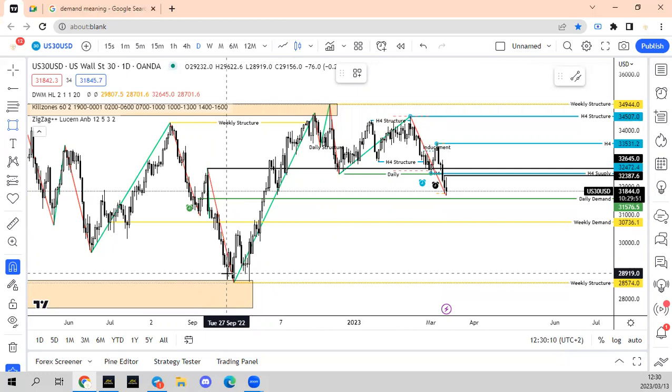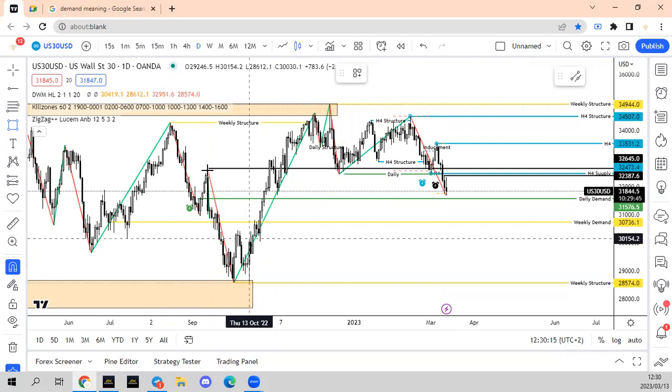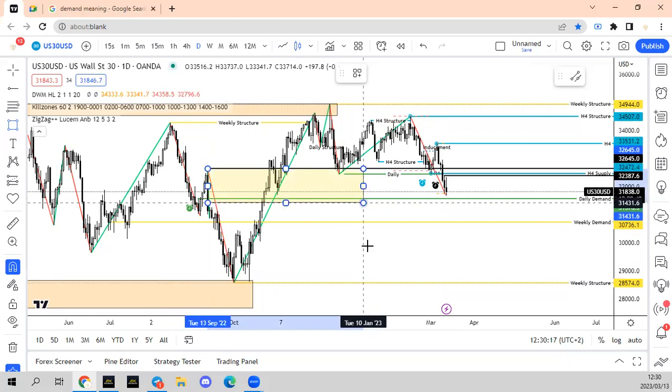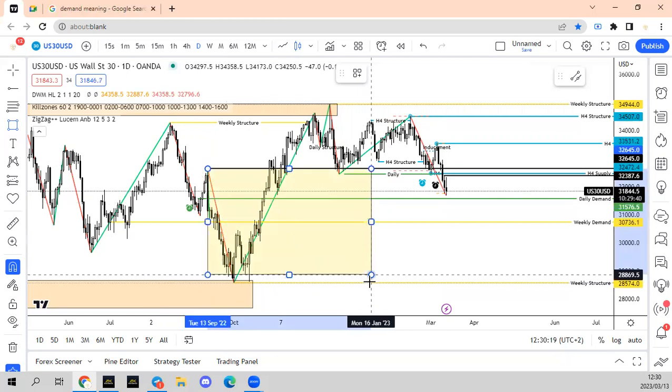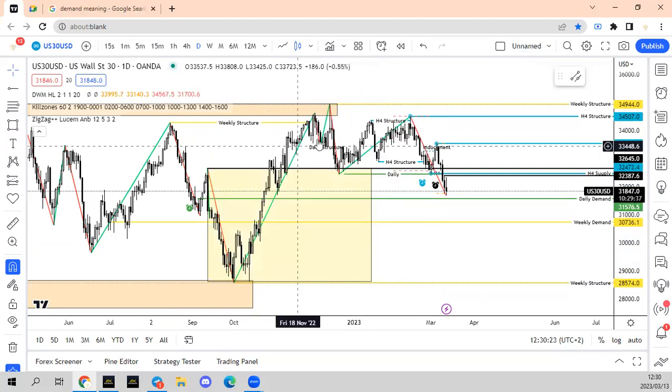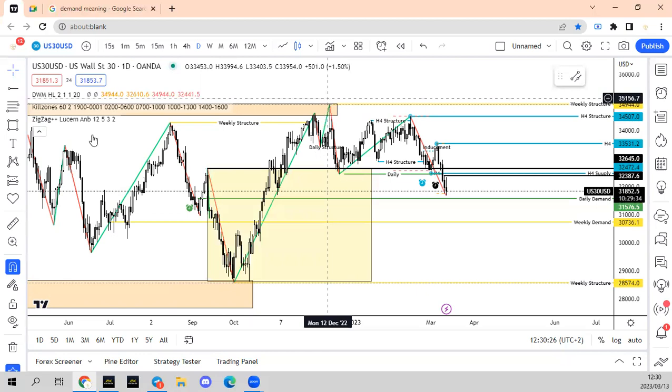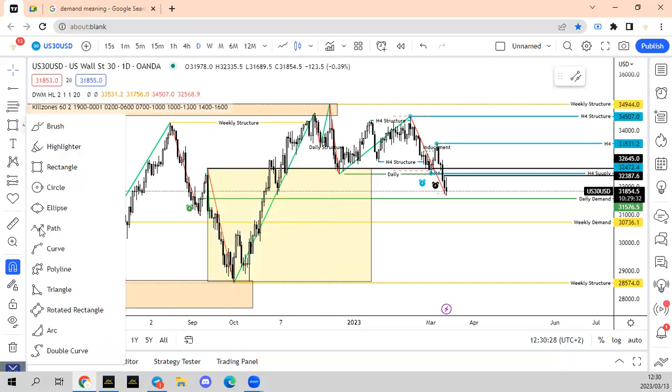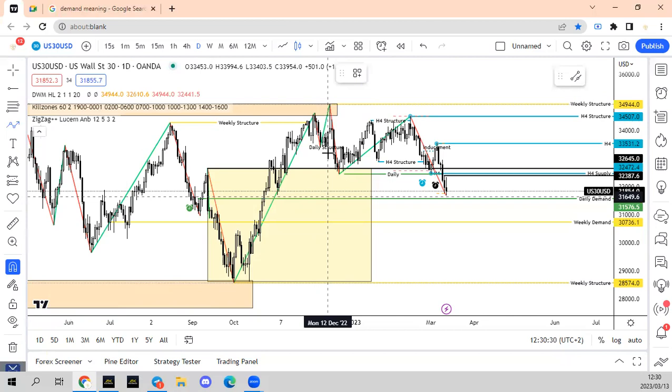Knowing your direction will help you understand what's going on in the market. We can say that this was demand. You see that price created an imbalance here, and it created supply without even mitigating this demand. Then it came to this demand and actually gave a reaction.